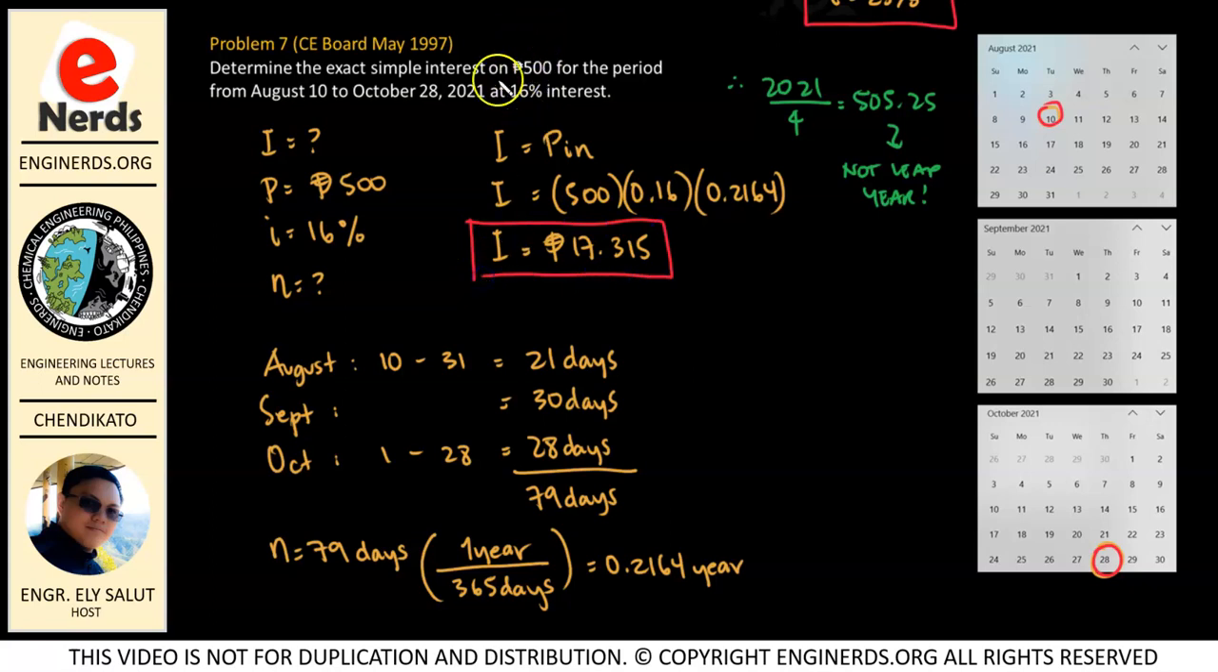That is the interest if you borrow 500 pesos for the period from August 10 to October 28 with an interest rate of 16%. So that is how you solve exact simple interest, guys. We need to get exactly how many days are covered by our term, and then convert that into years, but we need to identify first if that year is a leap year or not. If it is not a leap year, you will use 365 days in 1 year, but if it is a leap year, you will use 366 days in 1 year.